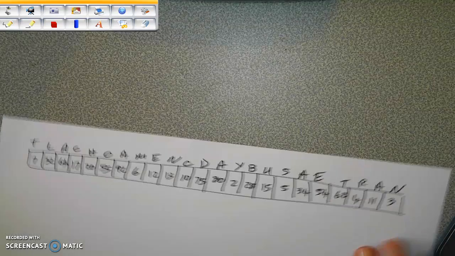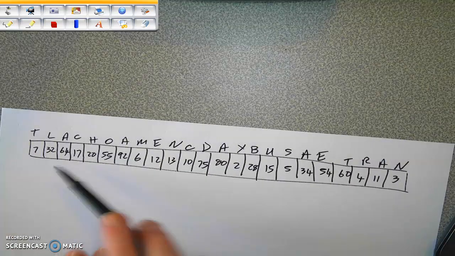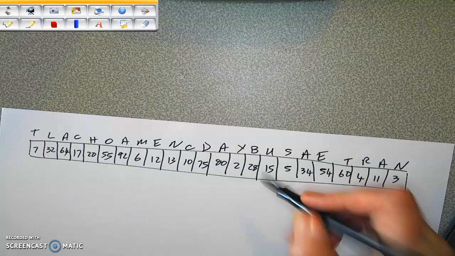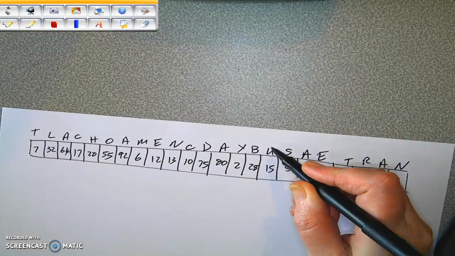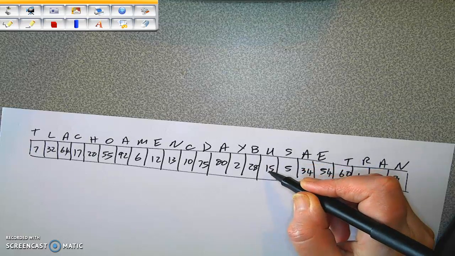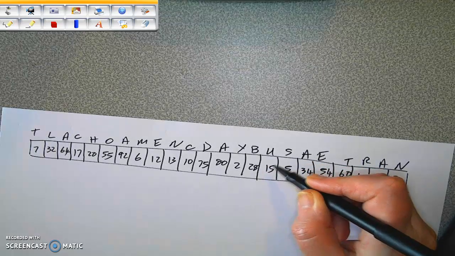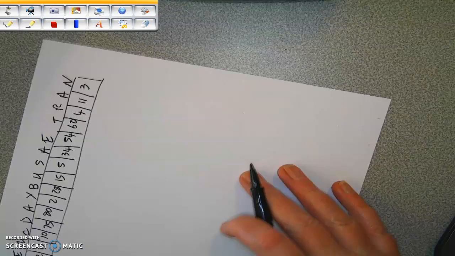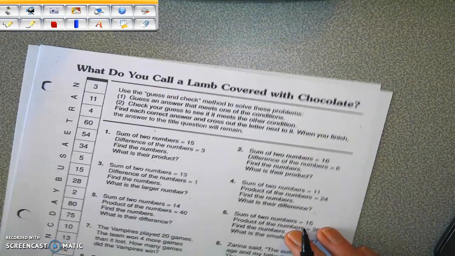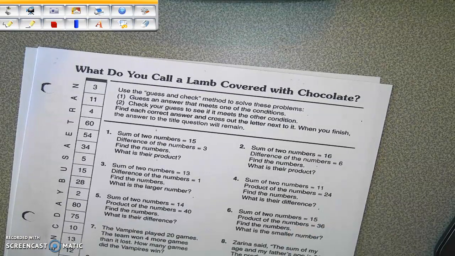So you're looking for correct answers here, and you're going to cross it out and cross out the letter for the number that was the correct answer. So if the correct answer was 15, for example, you'd cross out the 15 and you would cross out the U. So cross out the letter next to it. When you finish, the answer to the title question will remain. And the title question was what you call a lamb covered with chocolate.